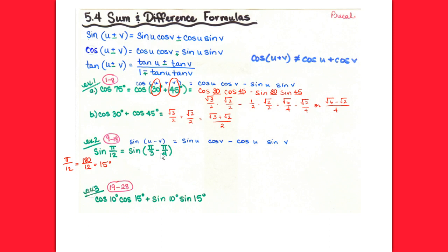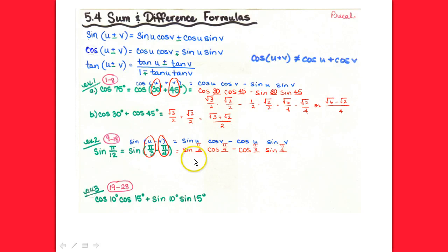Okay, so since this is sine subtraction, let's use our sine subtraction formula from the top of the page. We're going to put pi over 3 in the place of u and pi over 4 in the place of v. So pi over 3 in the place of u, pi over 4 in the place of v. And then we can simplify.